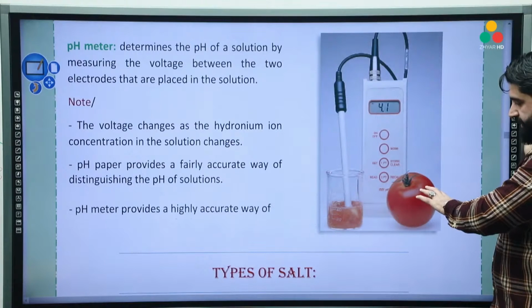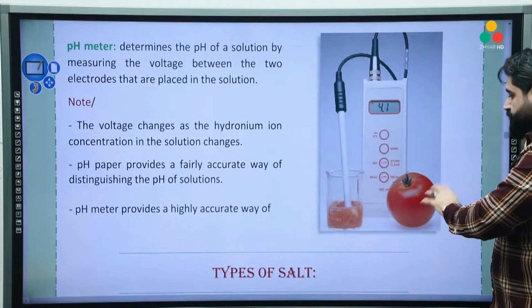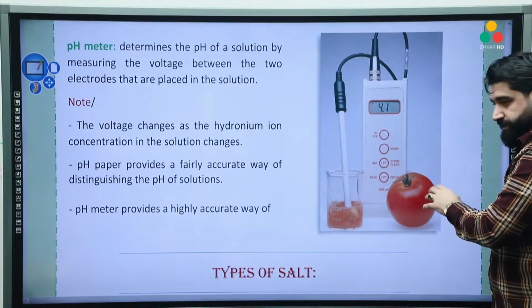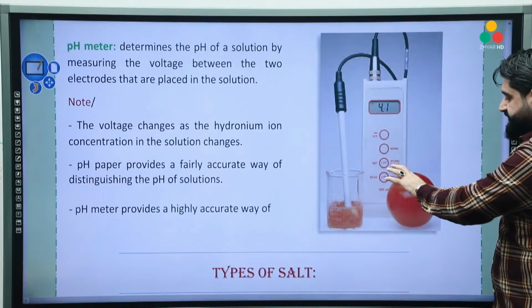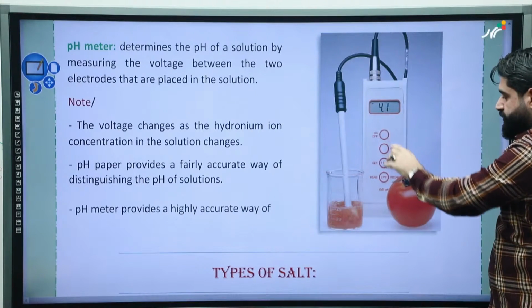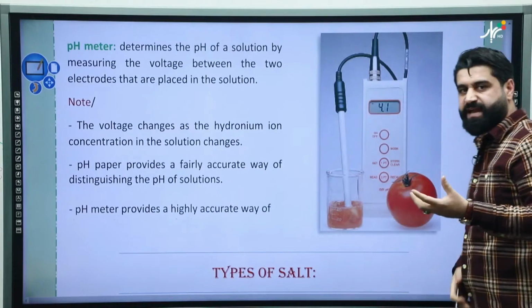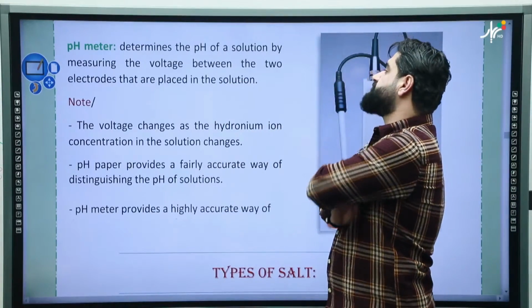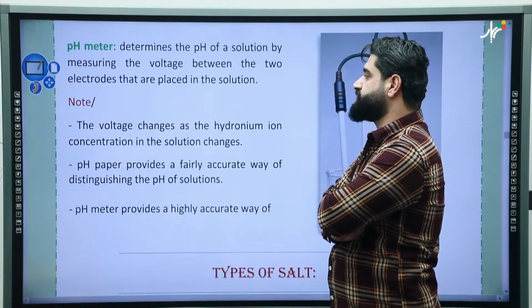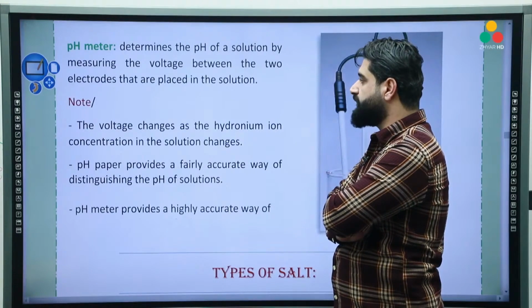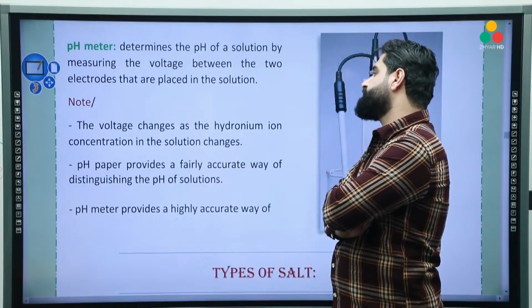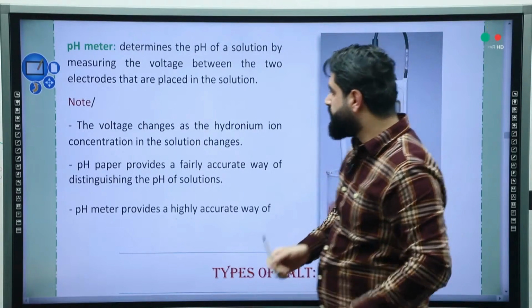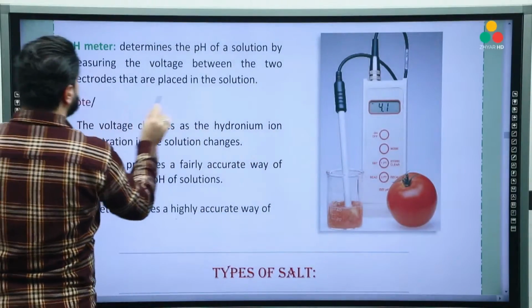I don't know which country it was produced in, but I'm sure that our tomato, I mean Kurdish tomato, presents a pH below 4 because our tomato is very acidic.